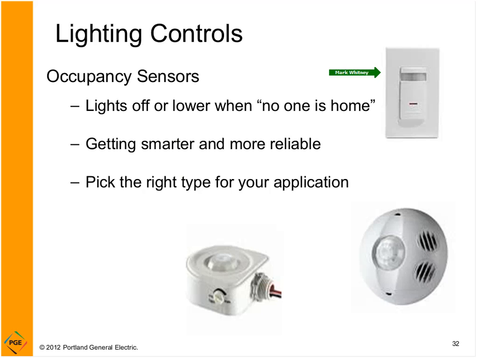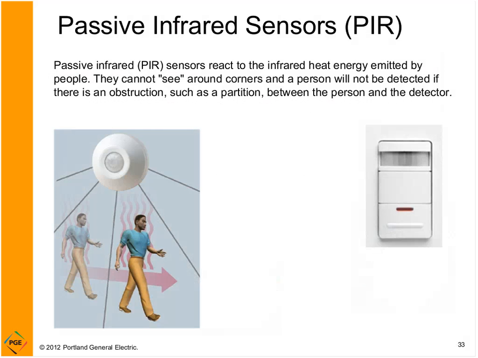This one replaces a wall switch. This one would attach to the ceiling. And this one would attach to a high bay fixture. So passive infrared is one of the more common technologies. Most important thing to remember about infrared is that it needs line of sight. It can't see around corners or if there's an obstruction.